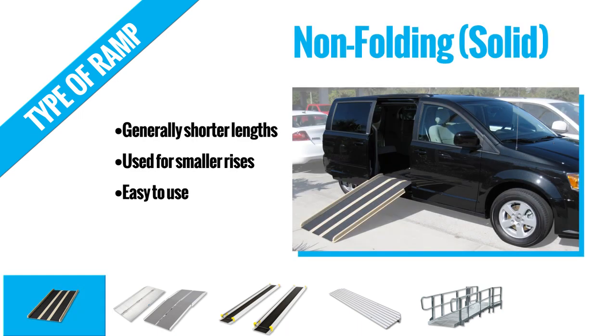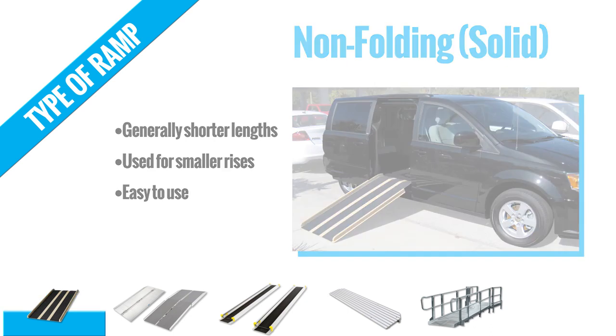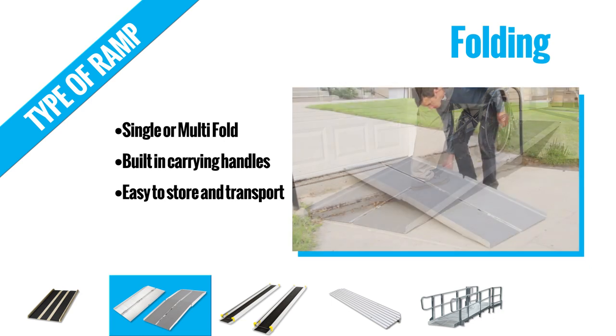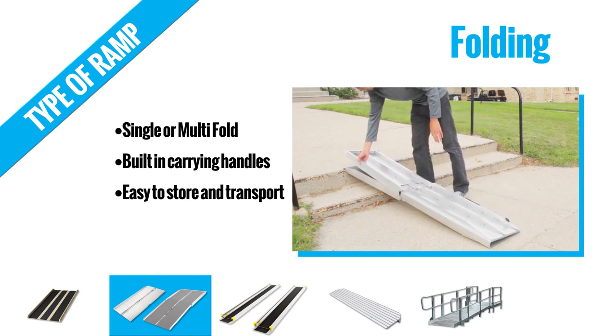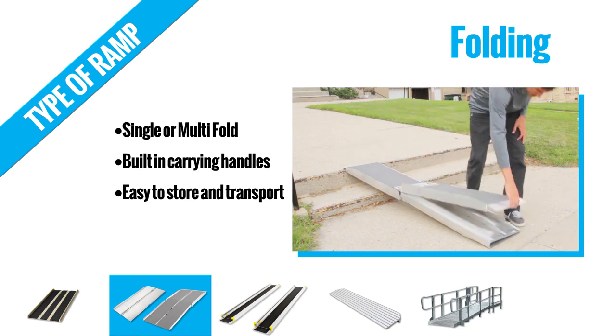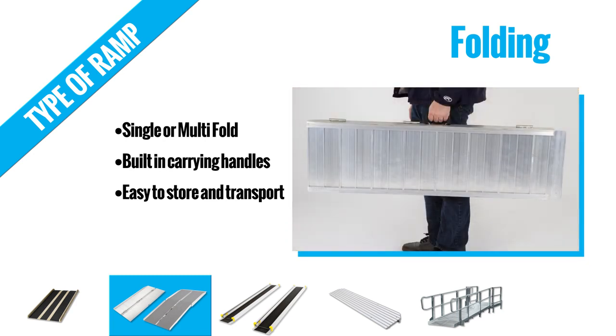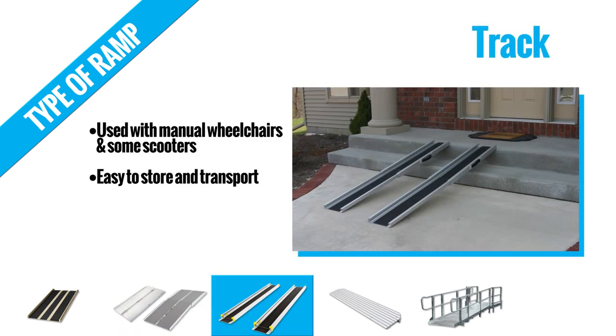Non-folding ramps are generally shorter in length and are used for smaller rises. They do not fold but are the easiest to use. Folding ramps come in 2 styles, single or multi-fold. The single-fold models fold in half down the length of the ramp. The multi-fold models fold down the middle both ways to be about 1/4 of the size of the full ramp. Both types usually have built-in carrying handles and sometimes go by the name of suitcase ramps because of their resemblance to luggage carriers.